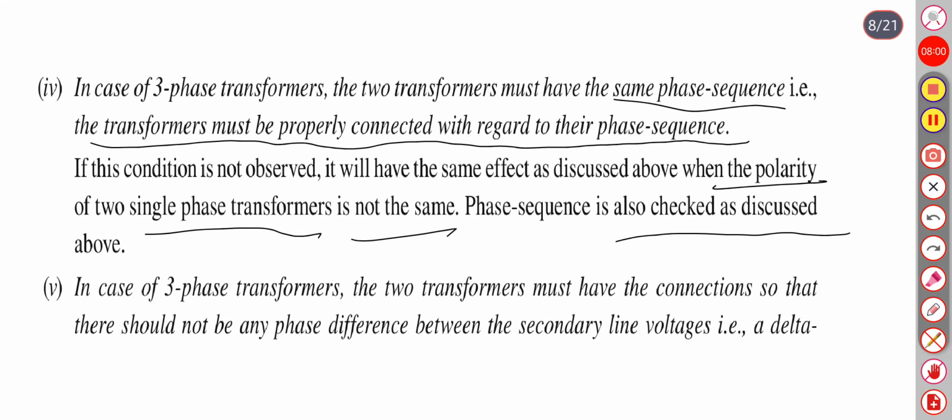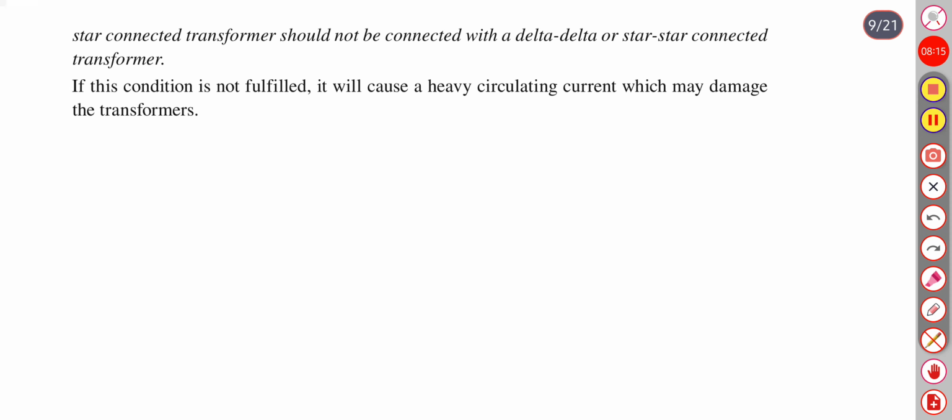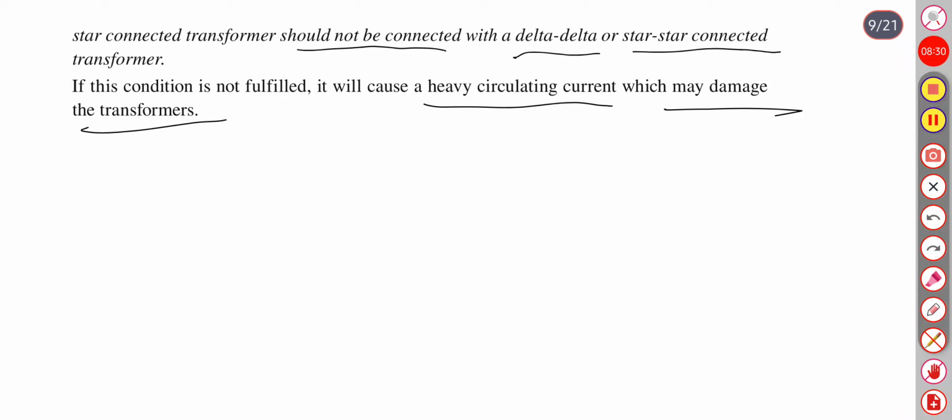In case of three phase transformers, the two transformers must have connections so that there should not be any phase difference between the secondary line voltages, that is, a delta star transformer should not be connected with a delta delta or star star connected transformer. If this condition is not fulfilled, it will cause a heavy circulating current which may damage the transformer.